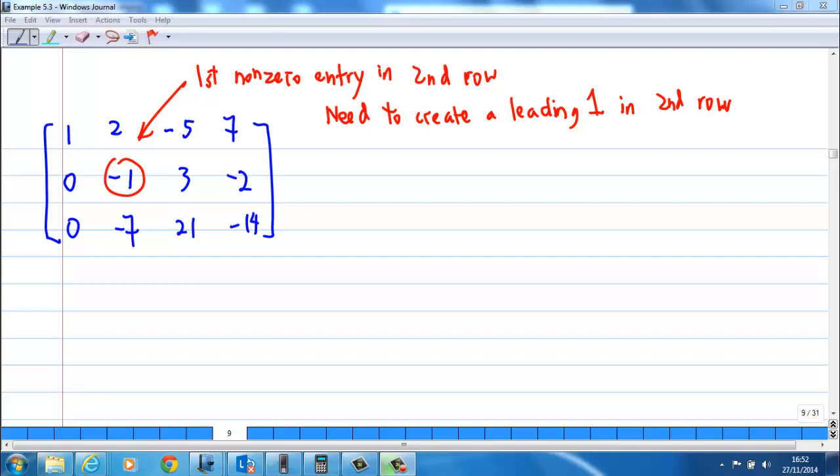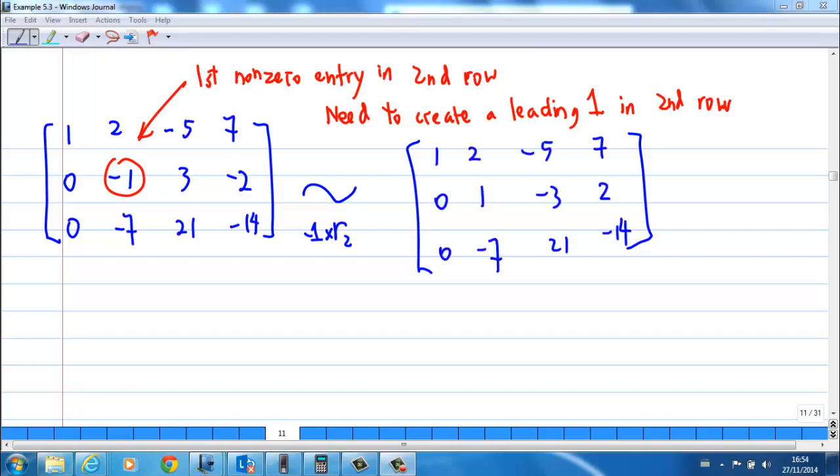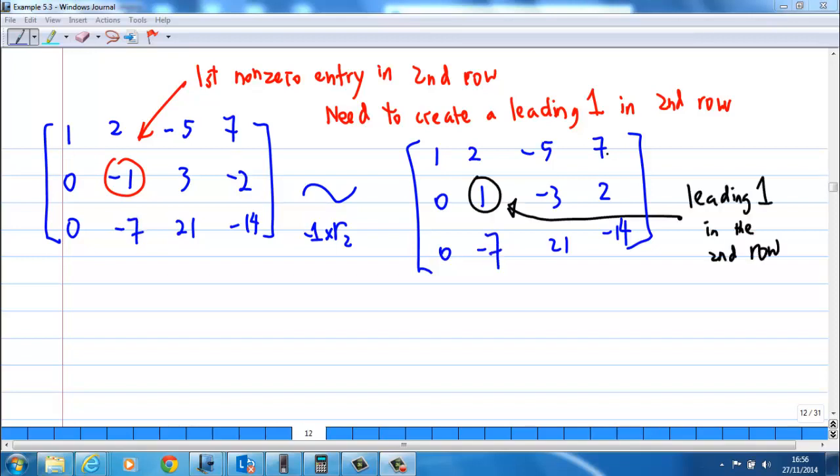After we have finished the first row, now we move on to the second row of the augmented matrix. The first non-zero entry in the second row is −1. We need to create a leading one in the second row. You can achieve that by multiplying second row by −1. Then the second row becomes 0, 1, −3, 2, while the first row and third row remain unchanged. And we have created a leading one in the second row.